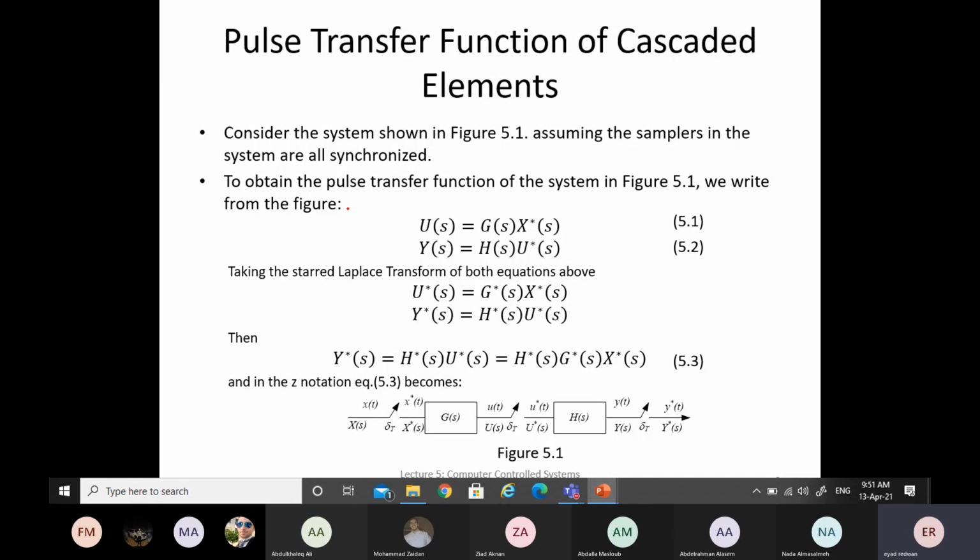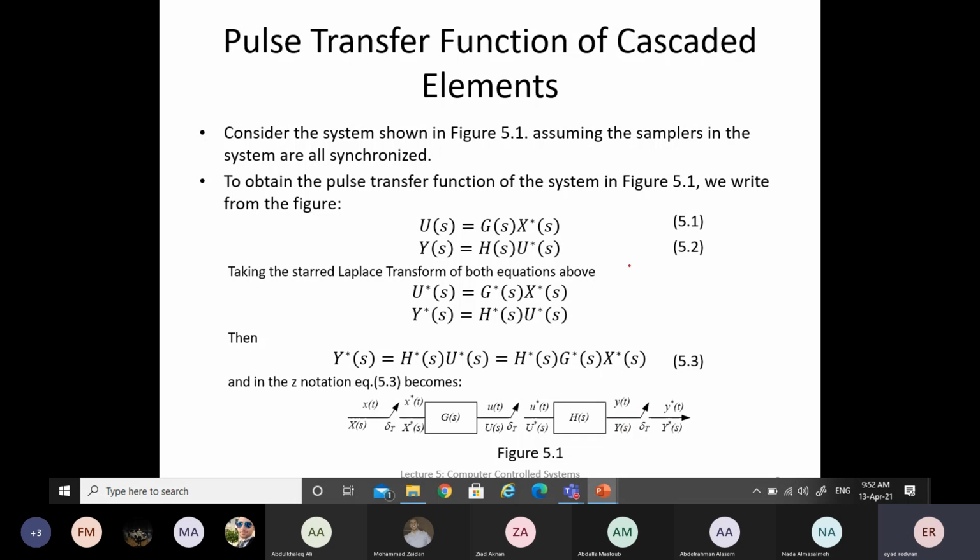As you can see, for example, in the bottom of this figure here, I have two cascaded blocks. However, each of them is preceded by a sampler. If I want to find the pulse transfer function, which means the relationship between the output and the input in a discrete system, I will start like this. There's a sampler here, and you have y star, which is coming from the sampled y of s here.